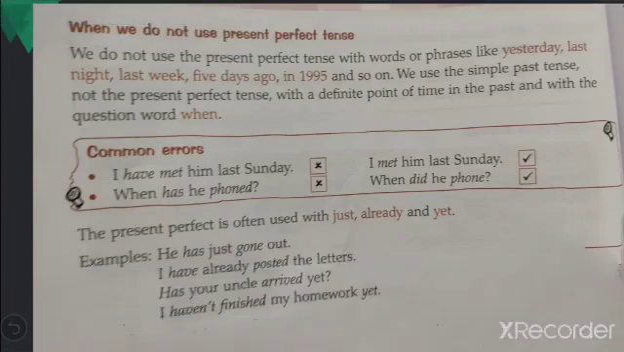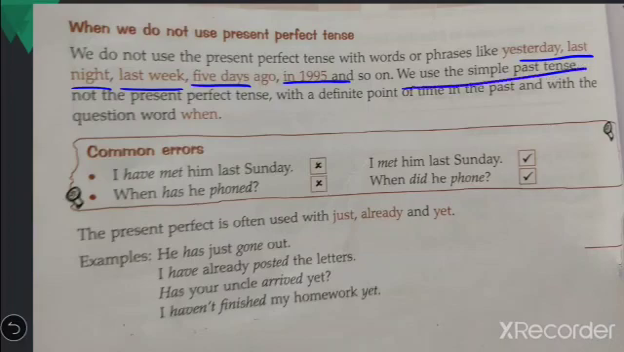Look here, students, when we do not use the present perfect tense. We do not use the present perfect tense with words or phrases like yesterday, last night, last week, 5 days ago, in 1995, and so on. Why do we not use it here? Because here we have to use the simple past tense. We use the simple past tense, not the present perfect tense, with a definite point of time in the past and with the question word when.